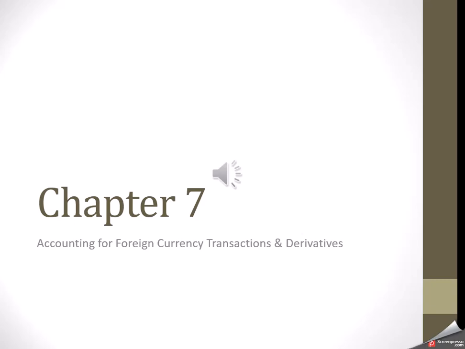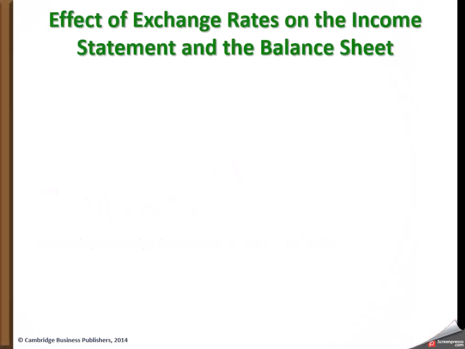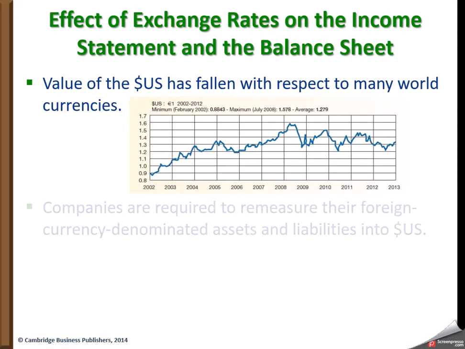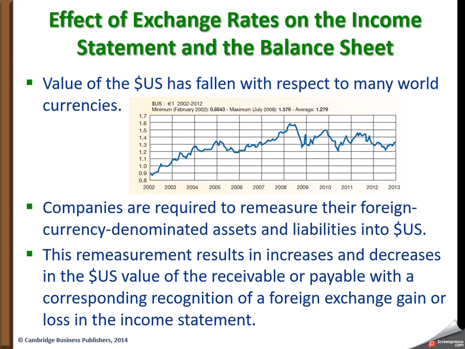Chapter 7, we are going to cover accounting for foreign currency transactions and then entering into some futures markets and derivatives. So the thing that happens when we are companies that are doing international business is the US dollar changes in relationship to foreign currency. So in many cases, it has fallen. So it takes more US dollars to buy a euro or to buy a Canadian dollar.